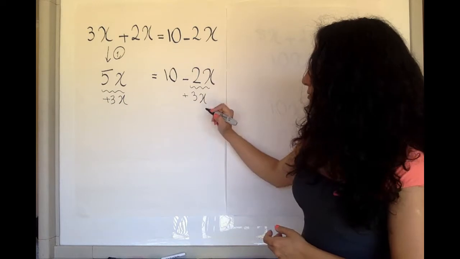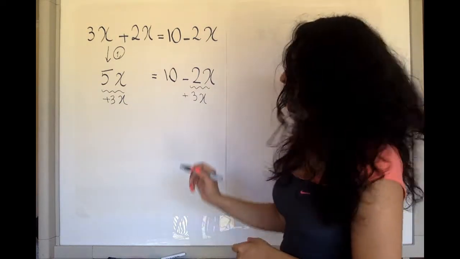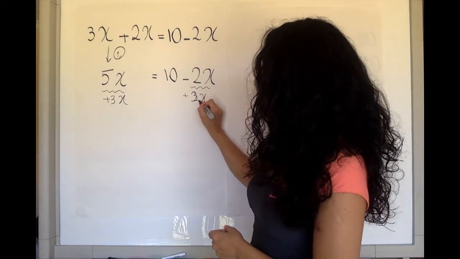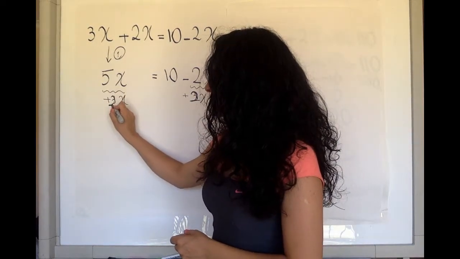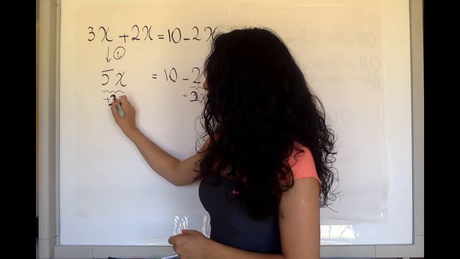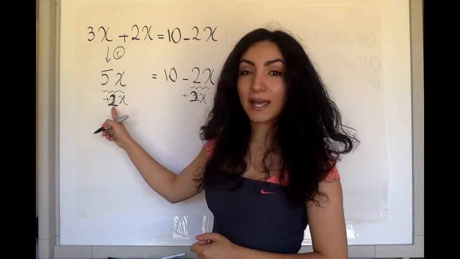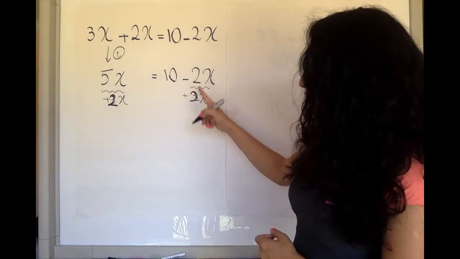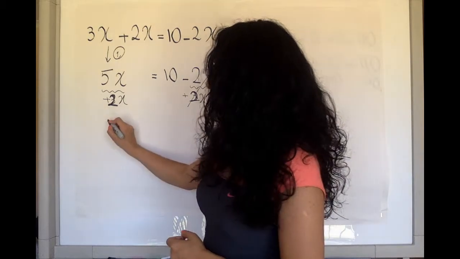Sorry, why did I do 3x? It should be 2x. That's what happens when you have many problems. It should be 2x here, sorry. So, a 2x will be added here and a 2x will be added here. So 2x minus 2x is 0. 5x plus 2x is 7x.